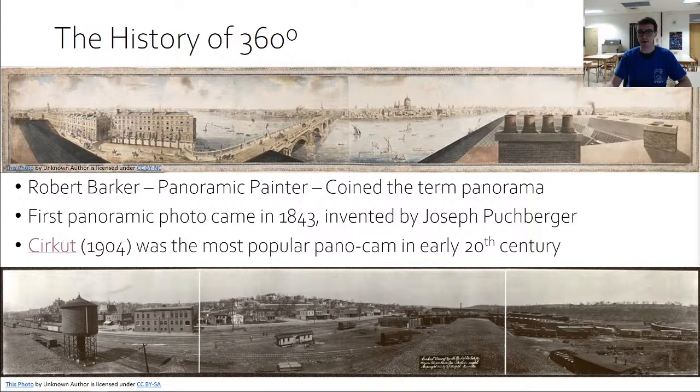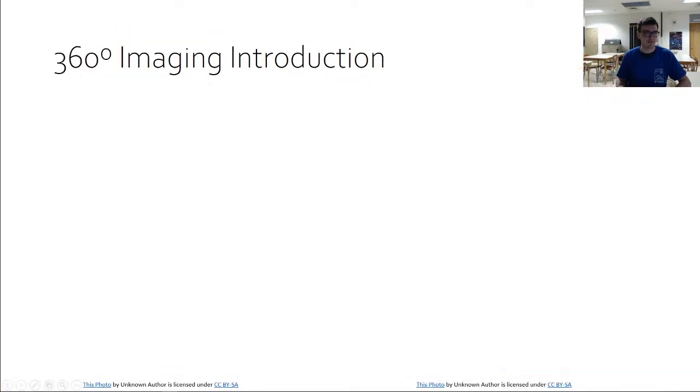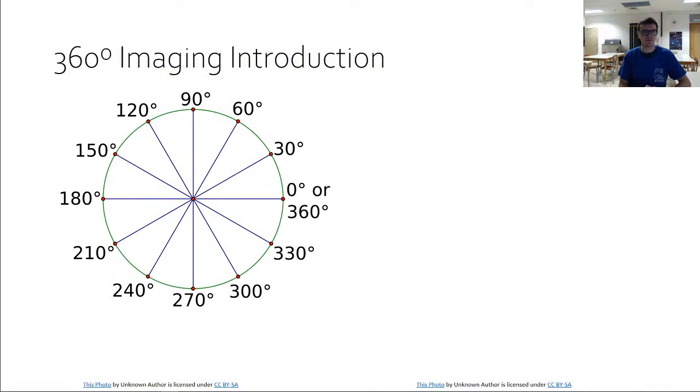There wasn't really any sort of panoramic video at the time, because that becomes more complicated, and you really needed the digital age to make that work. So let's move on to an introduction about 360. For those who remember trigonometry, and those who maybe haven't taken trig yet, you will become very familiar with this. This is called the unit circle. It's showing that you can break up a circle into 360 degrees, right?